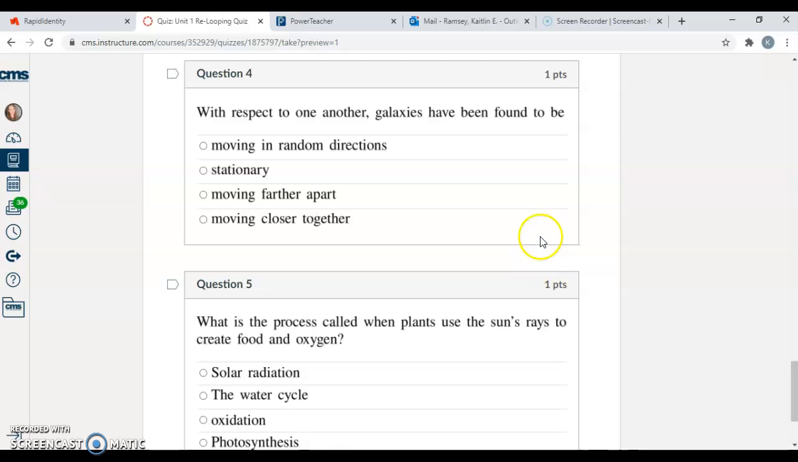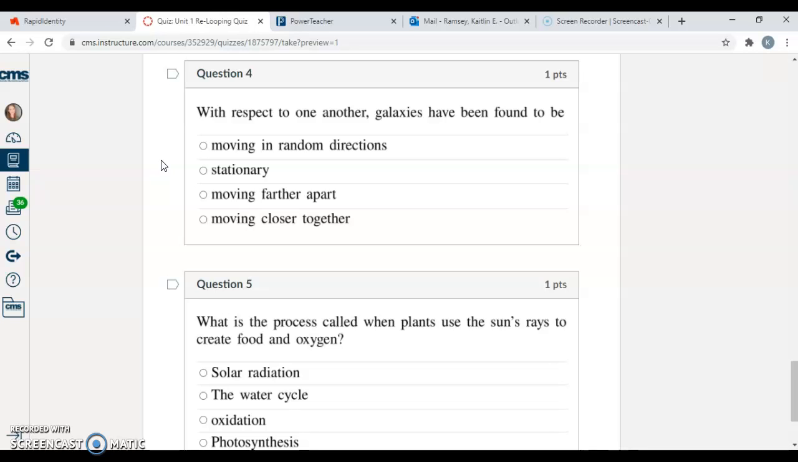Okay. And again, sorry about the bells, guys. So question 4 says, with respect to one another, galaxies have found to be, and then it gives us the different directions in which the galaxies are moving. We know from the Big Bang Theory, that we went over in the very beginning of astronomy, that the universe started expanding and it hasn't stopped since. So ever since the beginning of the universe, our universe and space have all been moving outward. So outward in different directions, and we are still moving.